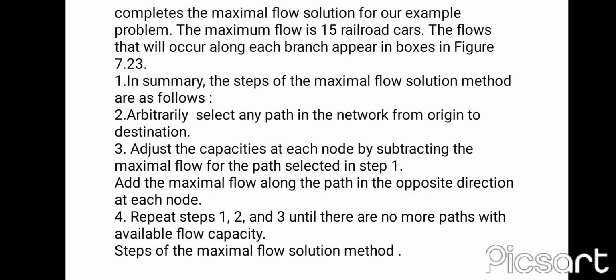To summarize the steps of the maximal flow solution method as follows. Step 1: arbitrarily select any path in the network from the origin to the destination. Step 2: adjust the capacities at each node by subtracting the maximal flow for the path selected in step 1, and add the maximal flow along the path in the opposite direction at each node. Step 3: repeat steps 1 and 2 until there is no more path with available flow capacity. That is the maximal flow solution method.